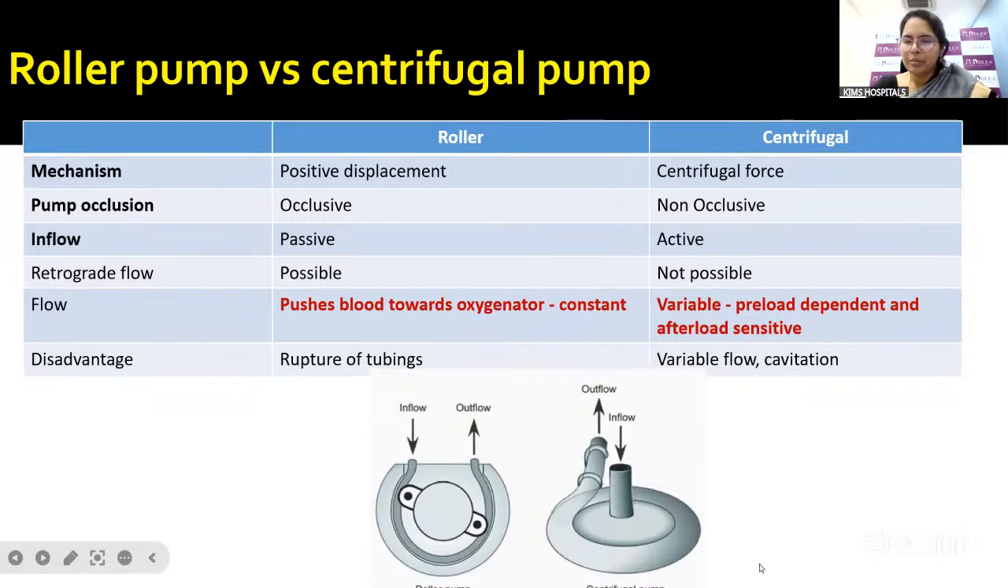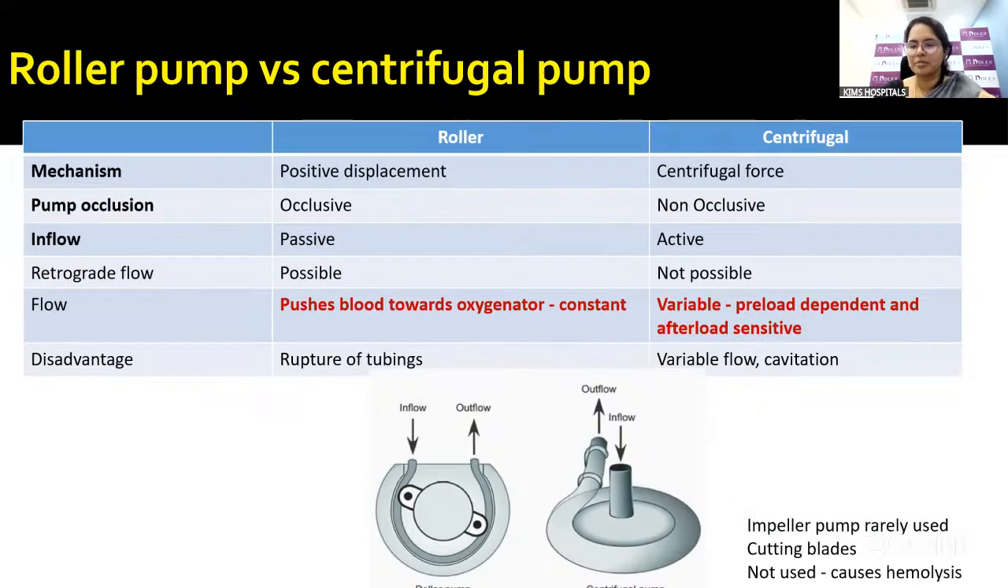So, although there is a pump, the flow created by this vortex, like a continuous negative pressure by a Venturi mechanism, is dependent on the patient's preload as well as afterload. It is also afterload sensitive. So, it depends upon the patient's blood volume status as well as the systemic vascular resistance. So, the disadvantage can be that flow can be quite variable and there can sometimes be cavitation.